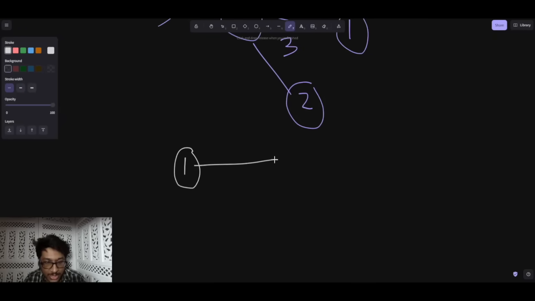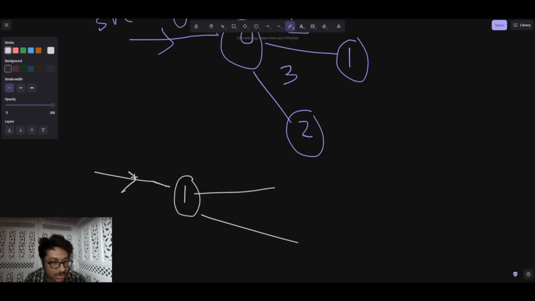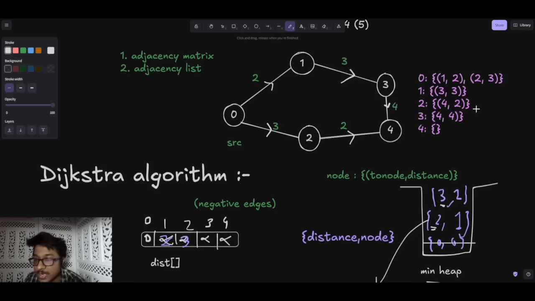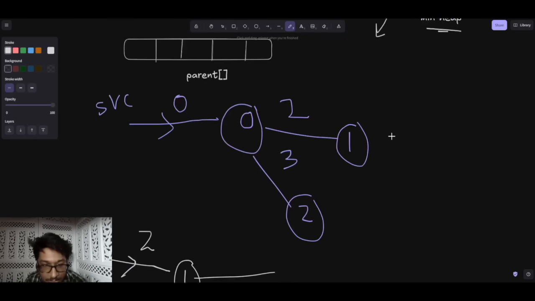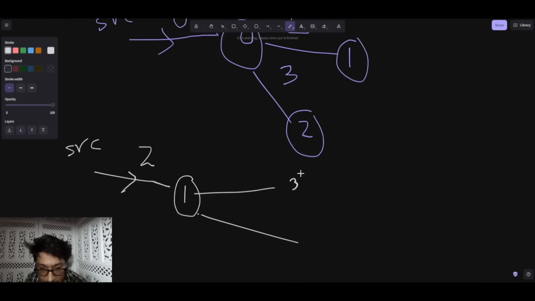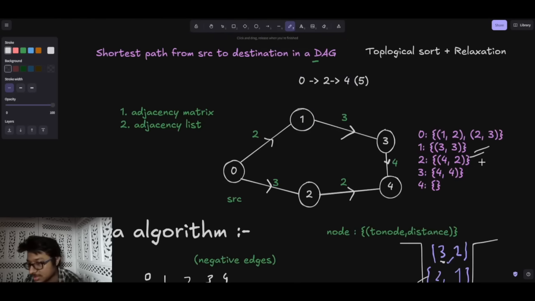From node 1, where can we go? One thing I know, the minimum distance from source to 1 is 2. That is given to us. But from 1, where can we go? We can find that in the adjacency list. So from 1 I can go to 3 at a distance of 3. I cannot go to any other nodes, as you can see in the adjacency list.